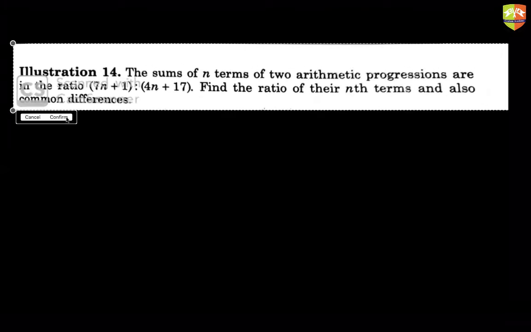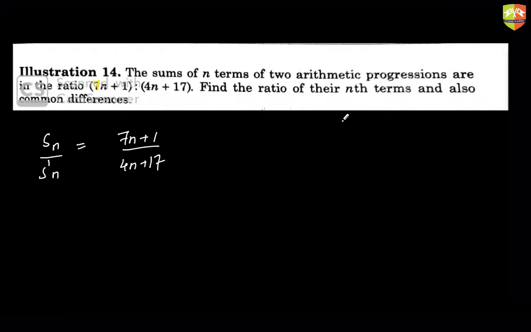Hope you can read the question. The question says the sum of n terms of two arithmetic progressions are in the ratio 7n plus 1 by 4n plus 17. So basically the sum of two, you can say Sn and S dash n are given to you. Find the ratio of their nth terms. So they're asking you Tn by Tn dash.